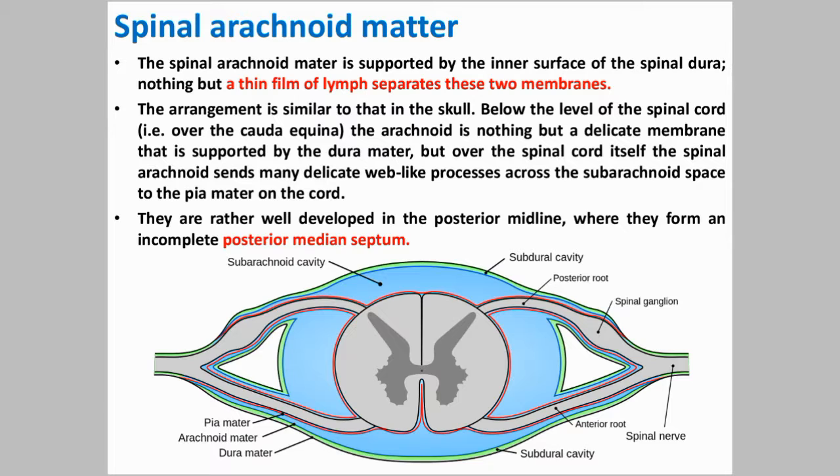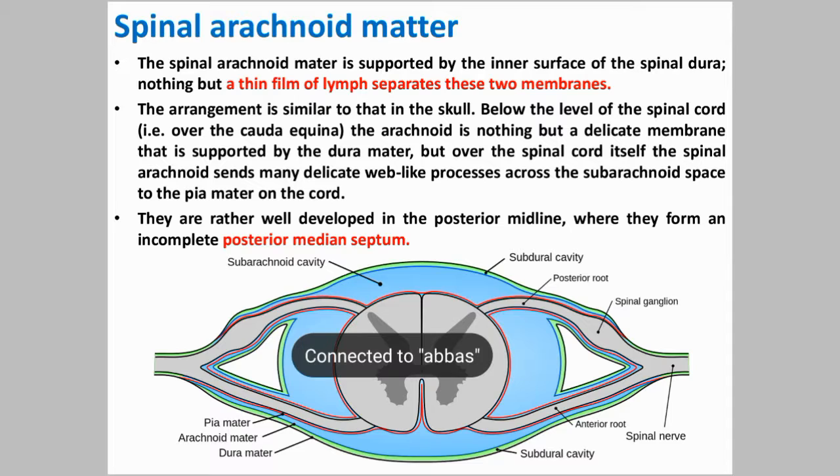So, below the level of the conus medullaris and the end of the spinal cord, the arachnoid mater does not send processes. Up to the conus medullaris, the arachnoid mater sends processes. This is very important, and we will see it later when we explain the subarachnoid space.